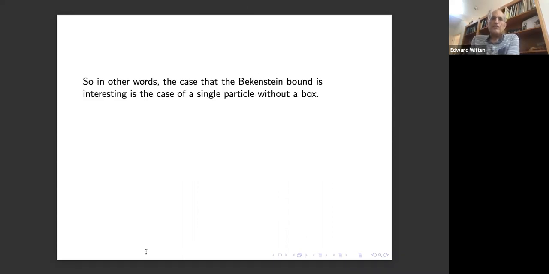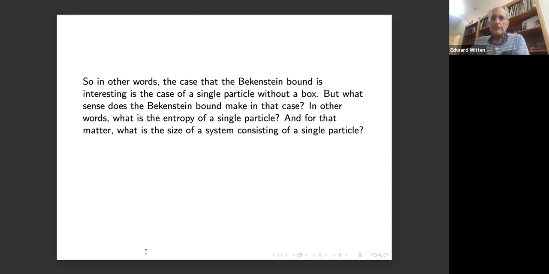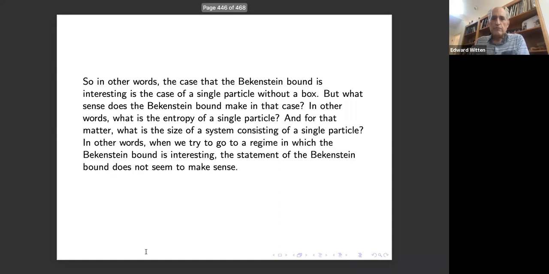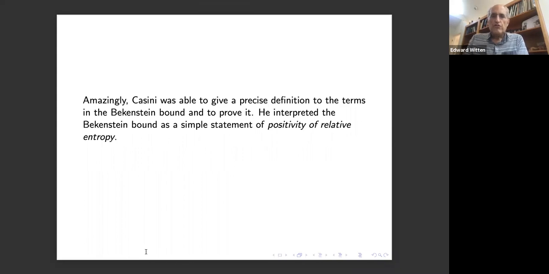So in other words, the case that the Bekenstein bound is interesting is the case of a single particle without a box. But what sense does the Bekenstein bound make in that case? In other words, what's the entropy of a single particle? And for that matter, what's the size of a system consisting of a single particle, which is also a murky notion in quantum mechanics? In other words, when we try to go to a regime in which the Bekenstein bound is interesting, the statement of the Bekenstein bound does not seem to make sense. But amazingly, Casini was able to give a precise definition to the terms in the Bekenstein bound and to prove it. He interpreted the Bekenstein bound as a simple statement of positivity of relative entropy.